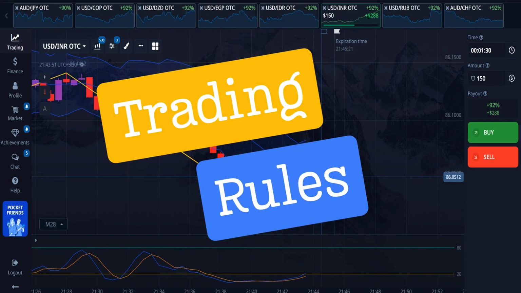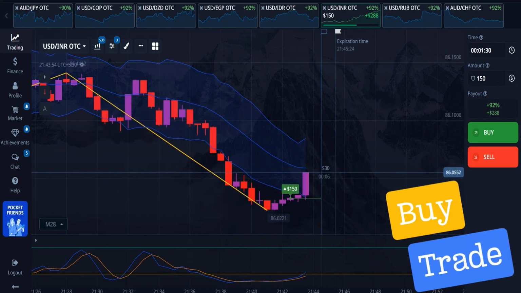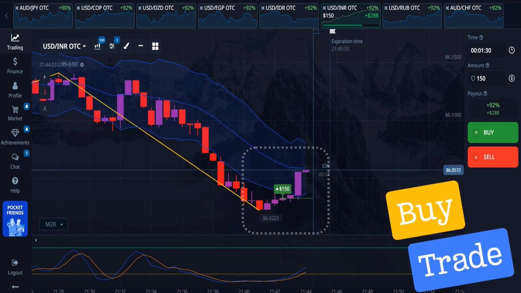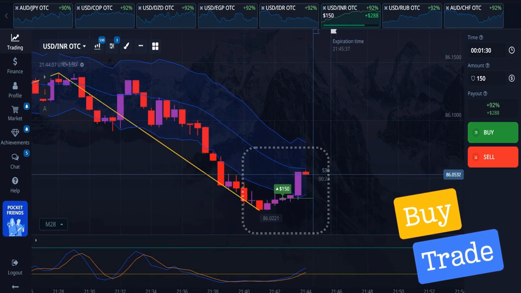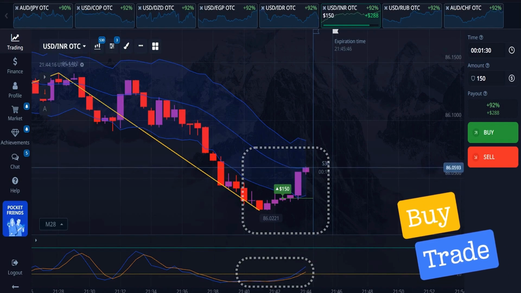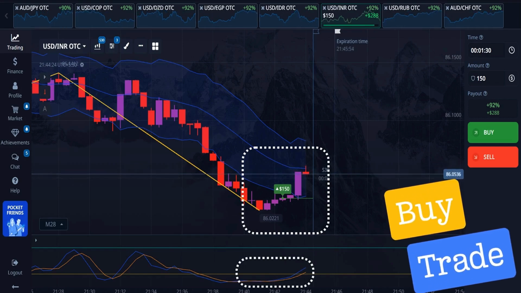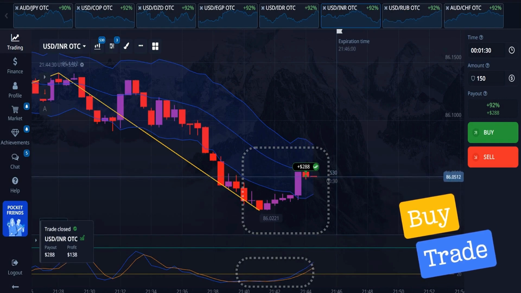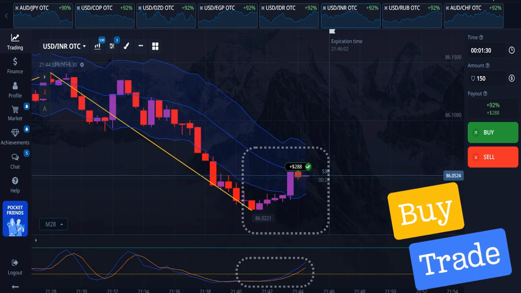Now let's understand the trading rules for this strategy. Buy trade rules. Price is near the bottom line of the Keltner channel and below the middle line. Zig Zag indicator touches below the candlestick. Stochastic oscillator is in the oversold area below the 20 level. You see a clear bullish candle confirming an upward move. When these conditions match, it's a great opportunity for a buy trade.